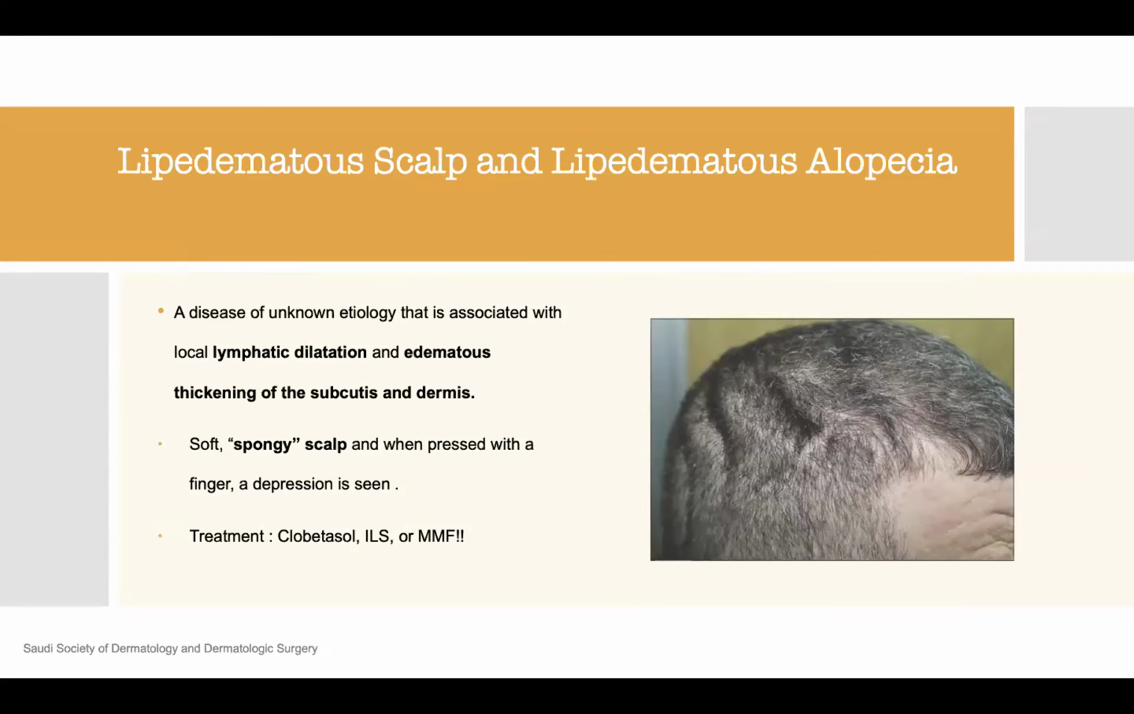Lipedematous scalp and lipedematous alopecia. It's a disease related to lymphatic dilatation, which results in a spongy scalp. As you press your finger, you can see a depression. It's not very common, but you have to keep it in mind, as you can be asked about it in the exam. For treatment, ultra-potent steroid should be enough.